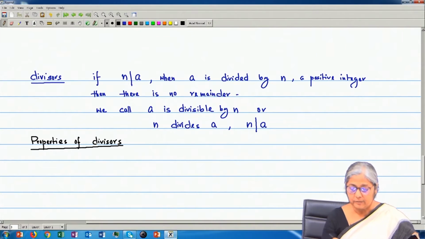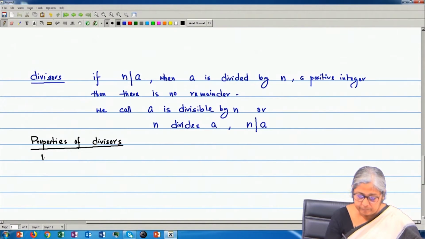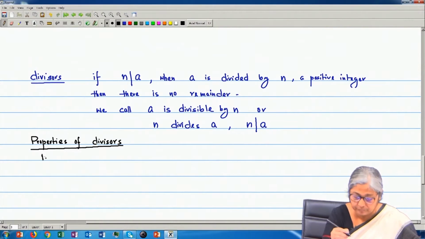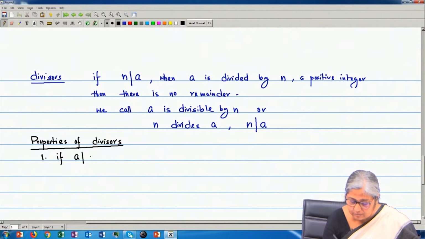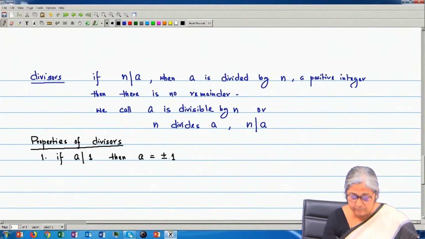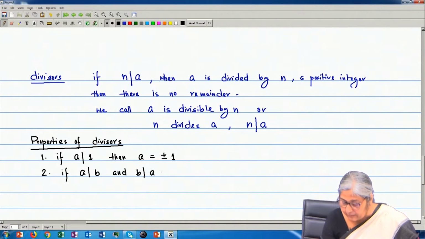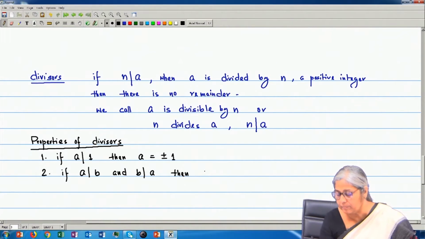We can write that if a divides 1, then a equals plus or minus 1. If a divides b and b divides a, then a equals b.